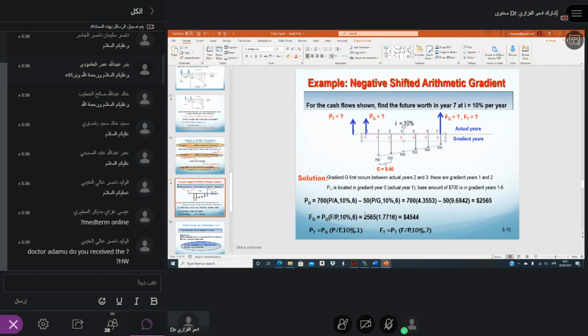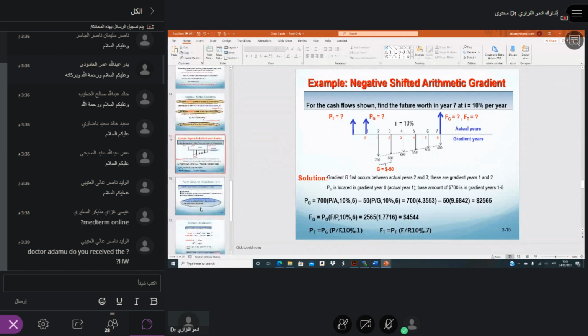Then if you want to calculate FG, you are given the P now. The P, you take it as this PG, you calculate F for 10%, this 6 years. So you do the calculation here, and that is what you will have. So this is in case you have a negative gradient, you follow the same procedure here for your calculation.